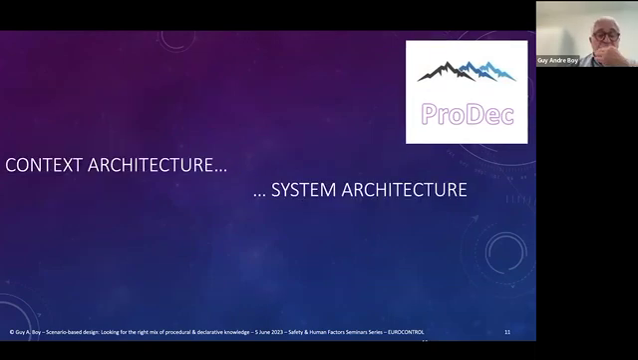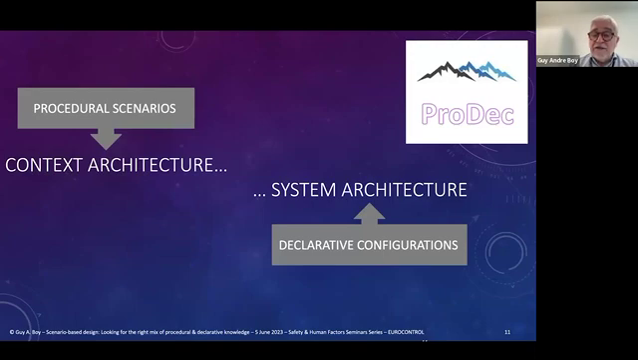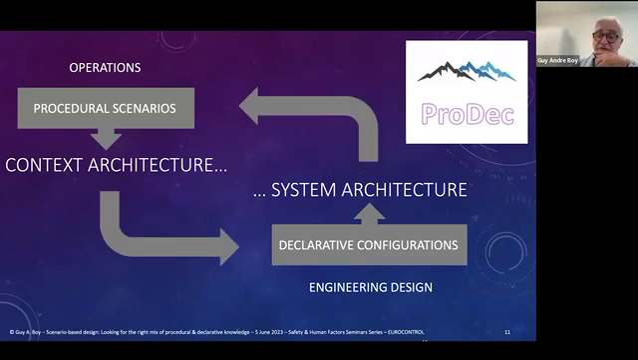As I said before, there are two kinds of architectures: the context architecture and the system architecture. If there are system engineers in the audience, you know what the system architecture is about. The context architecture is about procedural scenarios, as the system architecture is about declarative configurations. The procedural scenarios are coming from operations people, and the declarative configurations are coming from engineering design people. We want to iterate on these.